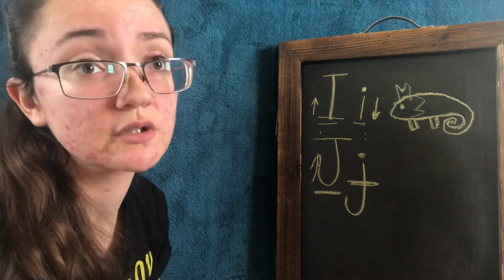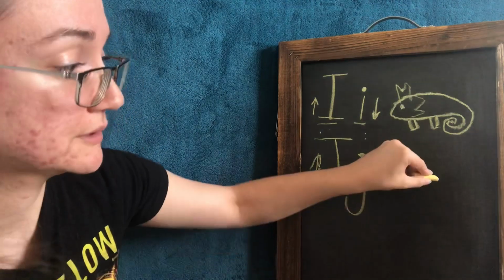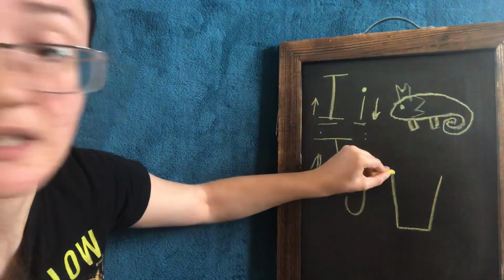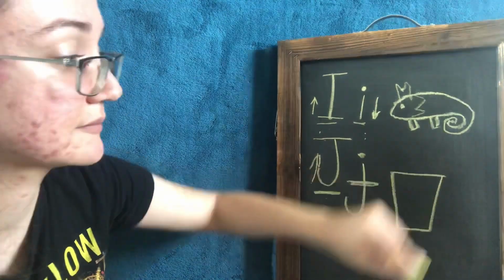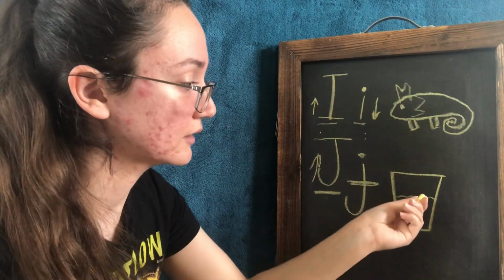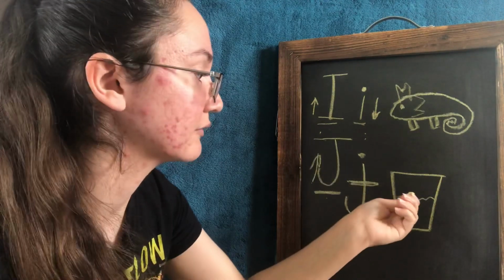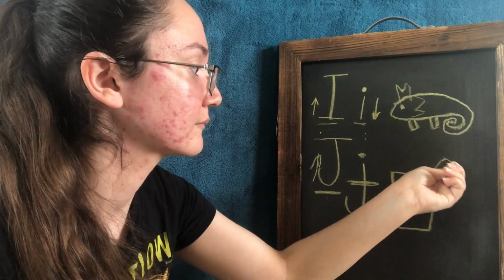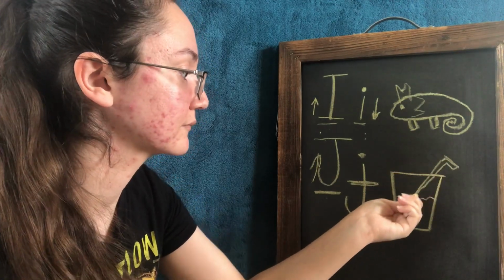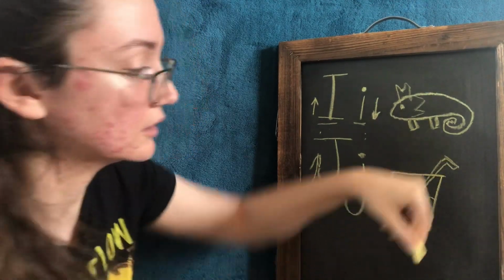Juice. Juice starts with J. Okay, so I'm gonna draw you a little glass here. That's not a little glass, that's quite a big glass. And we're gonna fill it with juice. Okay, and you can even have a bendy straw if you want. You got a bendy straw for your juice.